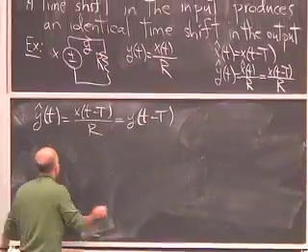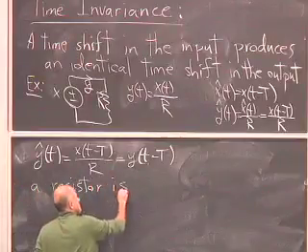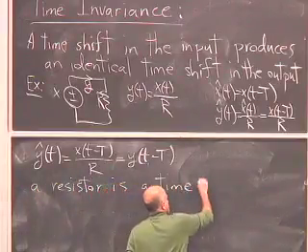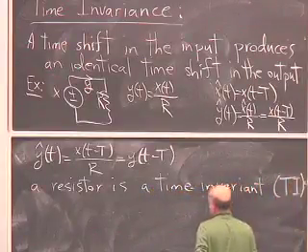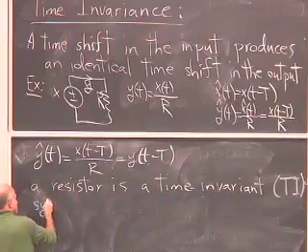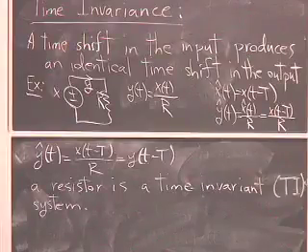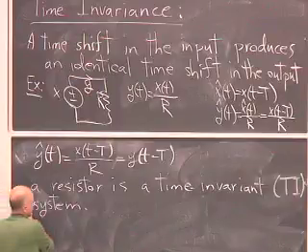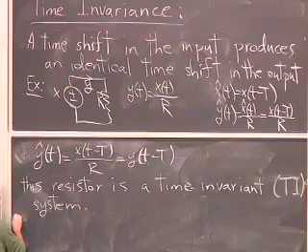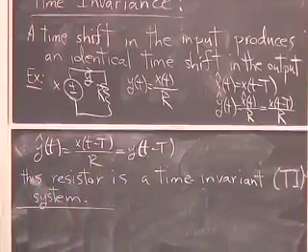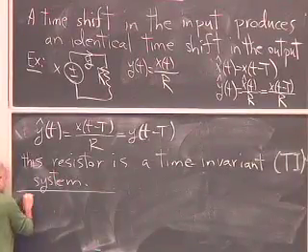So a resistor is a time invariant system. Or at least this model of a linear resistor. I should say this resistor. Now all I have to do is change the system a bit.